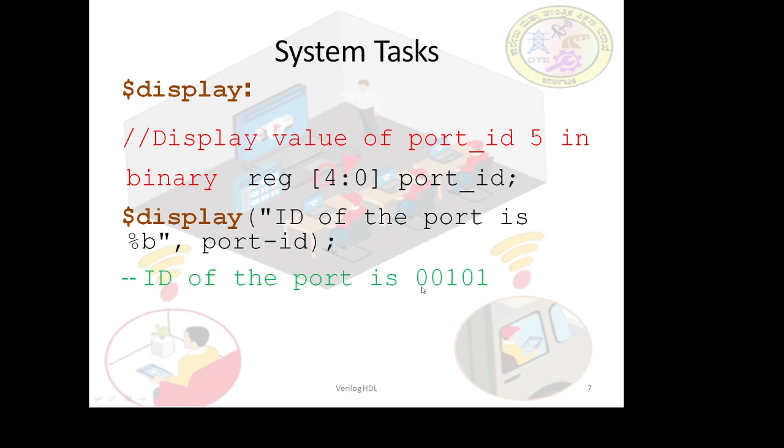Assume we have stored the binary value as 00101. Because we have taken it as 5 bits here, that 00101 will be displayed in place of percentage B, because we are trying to display it in binary form. If we were trying to display it in decimal form, if you write percentage D, it is going to display 5. As we have written percentage B, it will display that 5 in binary form here.